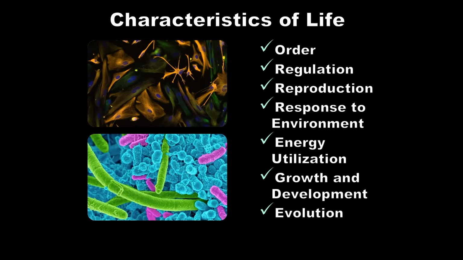Cells have an orderly structure. They respond to external stimuli, they regulate their internal environment, they grow and develop, they process and utilize energy, and they reproduce and evolve. So we're going to talk about cellular reproduction now.